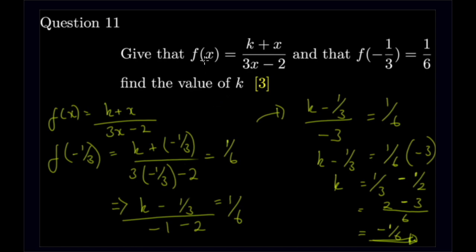So just a recap, this function says function of x. It means you can have several values for function of x depending on whatever value of x you put. They are telling you that if you put x equal to minus 1 over 3, then you should get 1 over 6. So your task is to just substitute x equal to minus 1 over 3, and then equate that to 1 over 6. That would be your task, and that's it for number 11. Let's move to number 12.